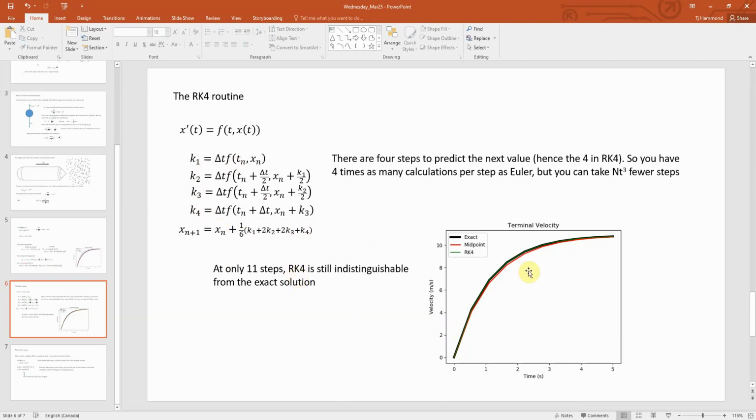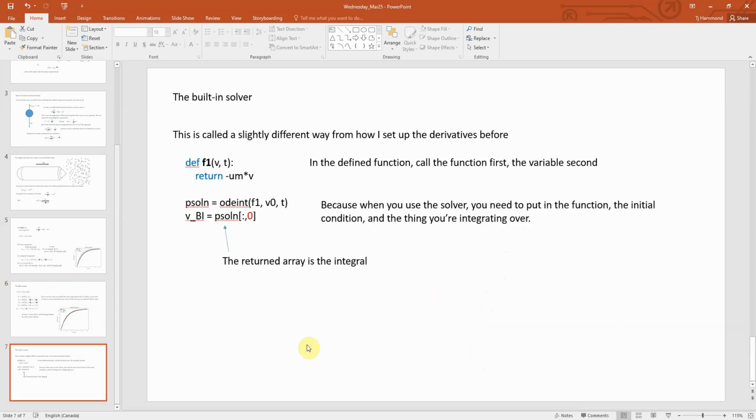Now, if we actually give an example of this, looking at the same case that we had before, midpoint, you can see that it's slightly off, but the difference between the exact solution and RK4, they're basically indistinguishable. And so RK4 is a fairly standard solver because the error is quite small, but it's still quite a quick solver. I'm going to finish off these slides by talking about the built-in solver.